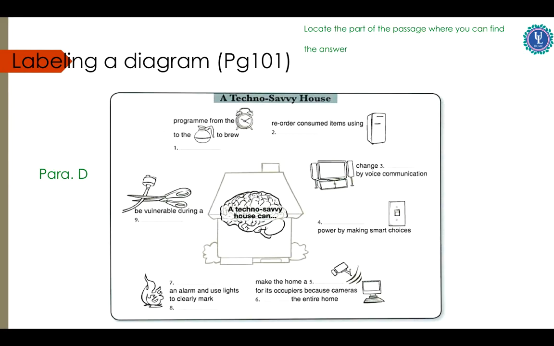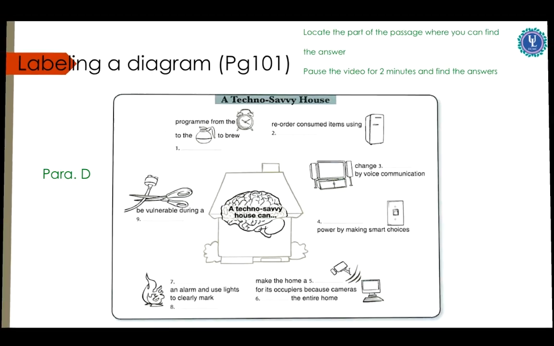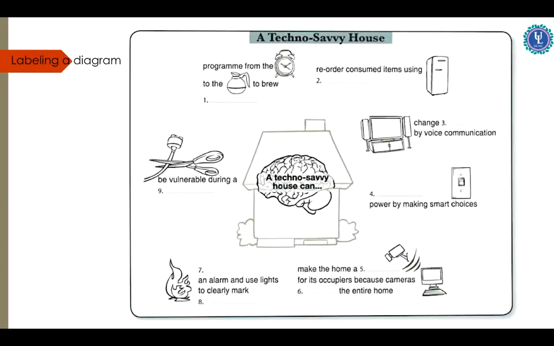Let's take a look at the diagram on page 101. You see the diagram here? So let's locate which part of the passage you can find the answer, and then you pause the video for 2 minutes, then you find the answers. The hint for you is that you can find the answers in paragraph D. Alright, it's time for us to check the answer. As I told you before, you can find all the answers to the diagram here in paragraph D.